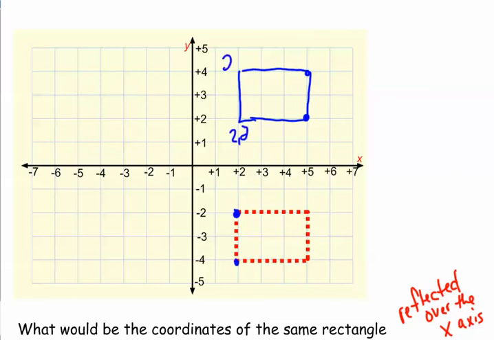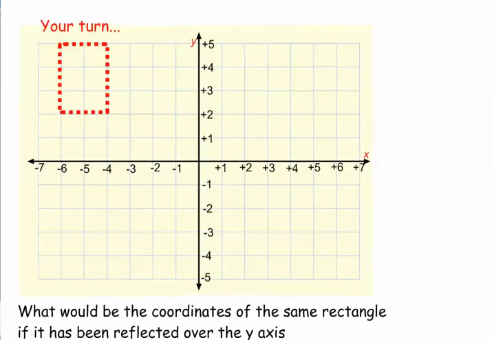This would be 2, 4. This would be 5, 2. And this would be 5, 4. Okay? All right, so you have the next one. I want you to go ahead. I think I've given you directions on that one.